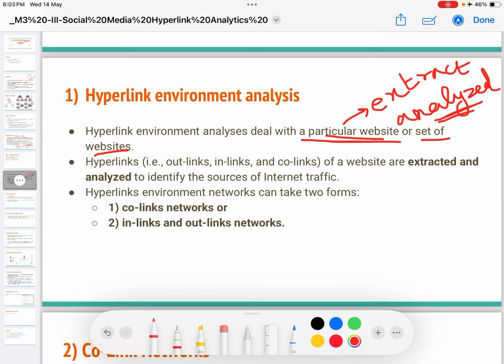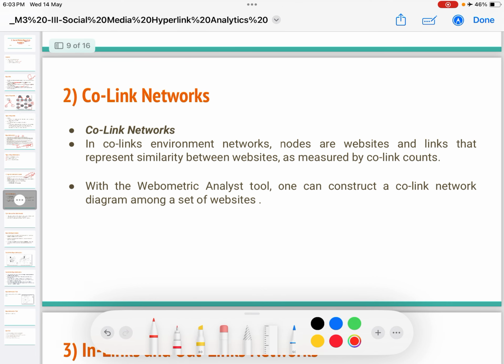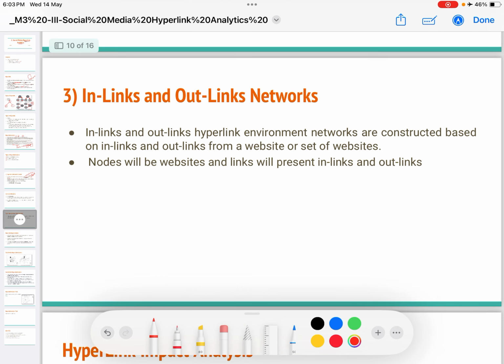Hyperlink environment networks can take two forms: colink networks or inlinks and outlinks networks. So what are colink networks? In colink environment networks, nodes are the websites and the links that represent similarity between websites are measured by colink counts. Within the webometric analysis tool, one can construct a colink network diagram among a set of websites.